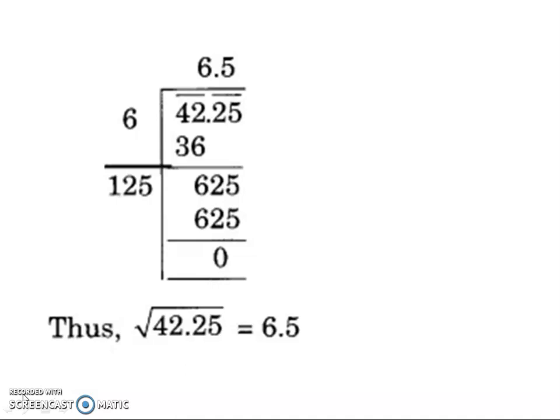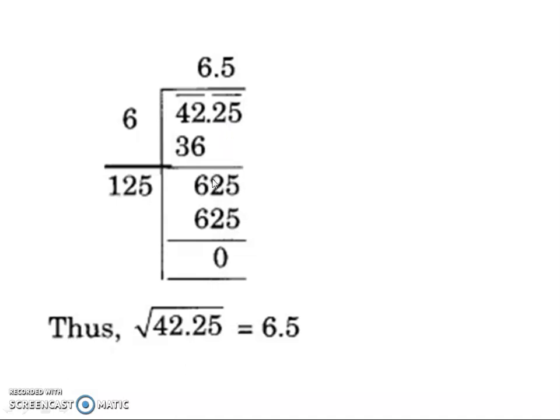So, which is the perfect square number near to 42? Yes, you know 6 into 6 is 36. As you have finished the whole number part, the decimal point goes to the quotient. Don't bring it down. You should always take it to the quotient. Now 42 minus 36. It is 6. Bring the next pair down.